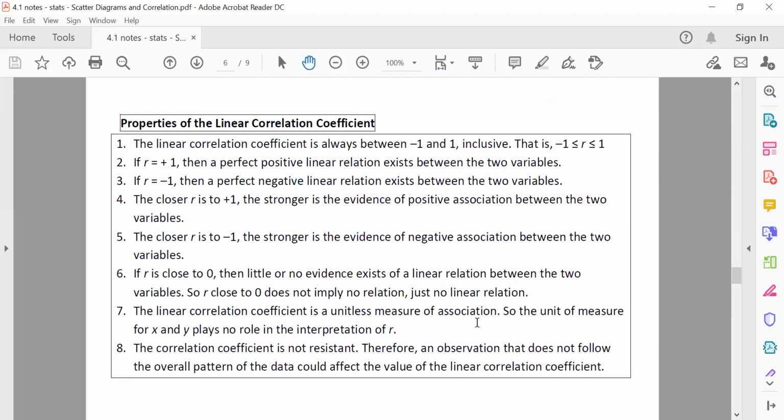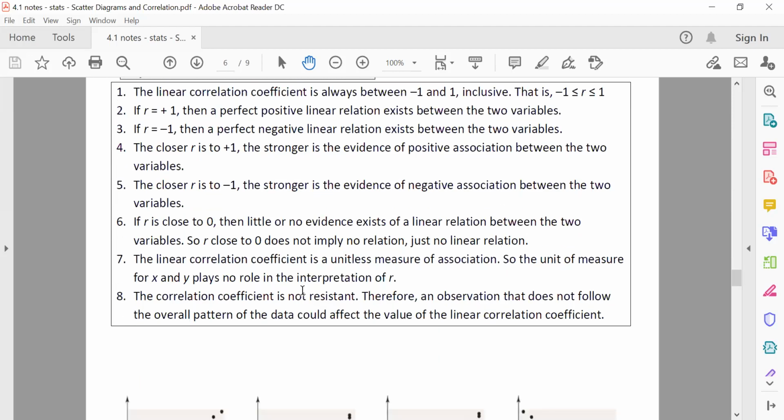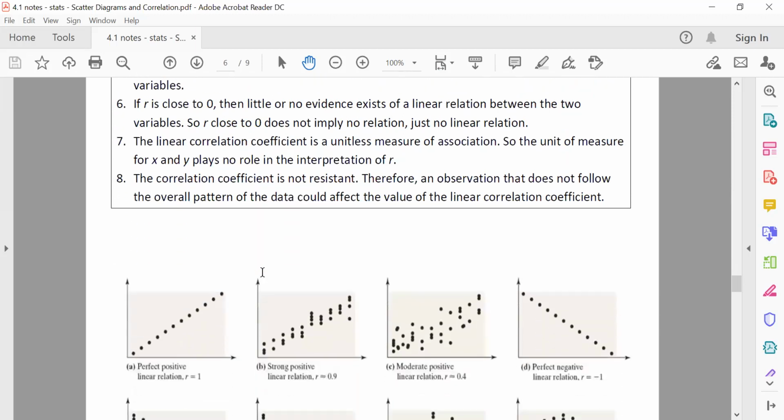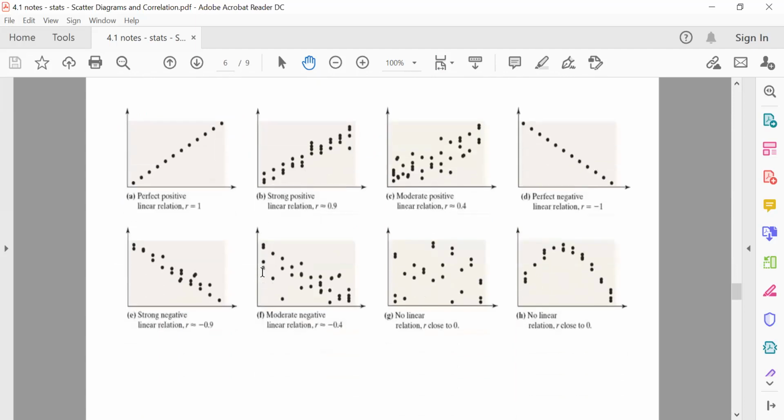And so we say it's a unitless measure of association. That just means that if your X value is number of absences and your Y value is your grade, the R value doesn't have a unit like that. It's not grades or anything like that, but we're not going to go super into it. It's not resistant, meaning if you have an observation that falls way out of the pattern, it can screw up everything. It can cause the R value to be really bad. But again, not something we're going to be uber interested in.